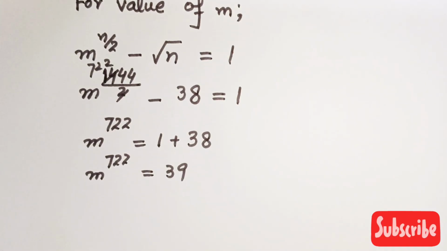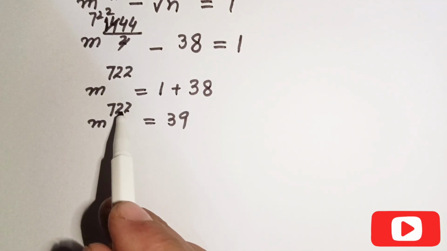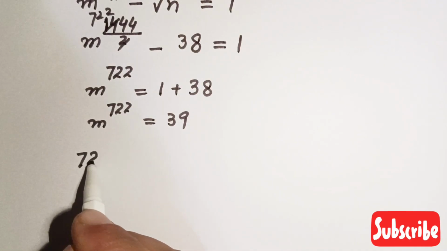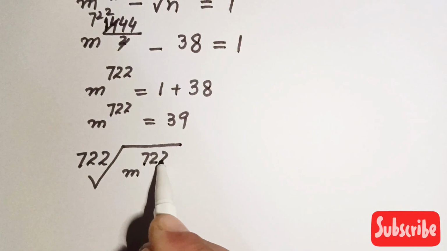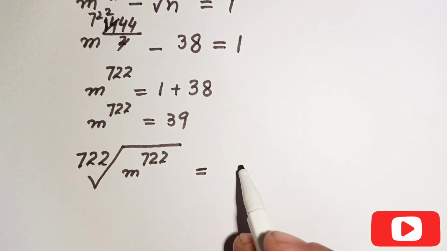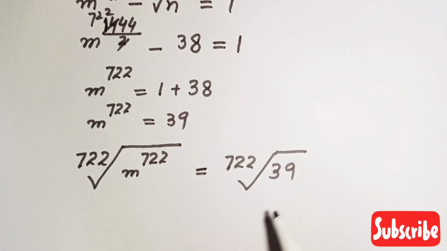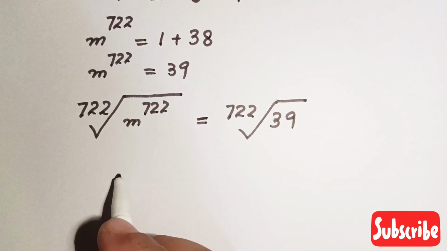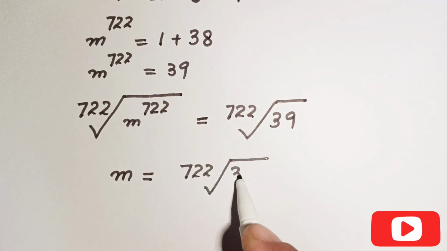Now if we are going to find the value of m, we have to cancel this power, and it will be shifted to our right hand side. So for this purpose we have to write the 722nd root of m to the power 722. We have to take the same step on our right hand side, so it will be the 722nd root of 39. Now here the power is cancelled with the root, so we have m is equal to the 722nd root of 39.